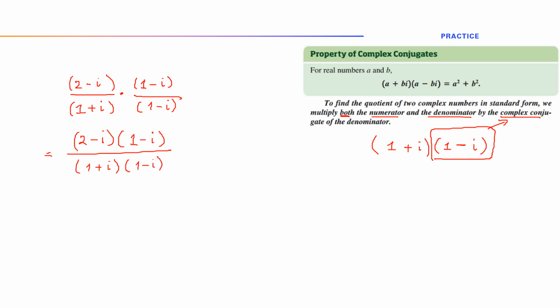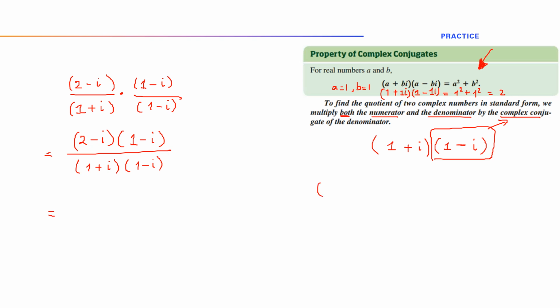And the thing is, we can always remember this part. So we have 1 plus i, 1 minus i. In this case, a equals 1, and b also equals 1, 1i right here. So the result will be a equals 1, so 1 squared, plus b equals 1, 1 squared, that equals 2. So the denominator is equal to 2.